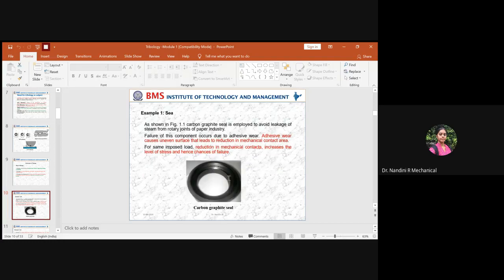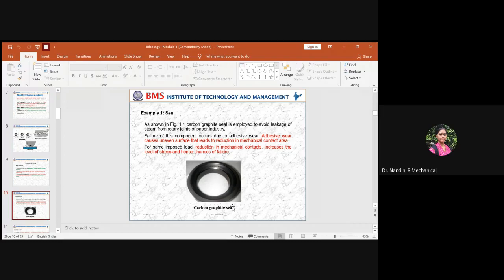One of the examples I was telling you about is the carbon graphite seal. This is a carbon graphite seal which is used in the paper industry. The pulp of the paper will be added here and it will be employed to get the rotary joints rotated until the wet pulp is dried. Due to this movement, it usually comes across adhesive wear. This adhesive wear comes in the mechanical contact area to which it is fixed.